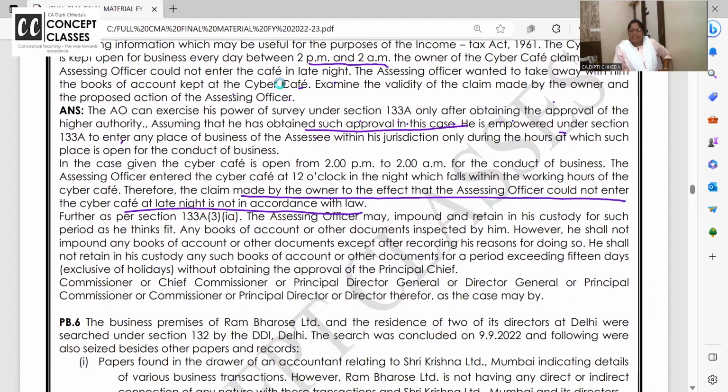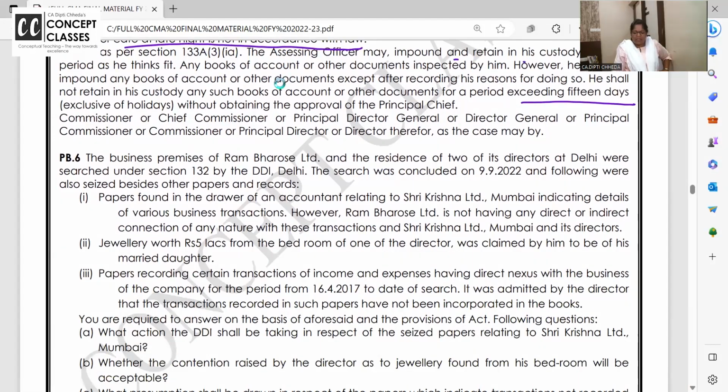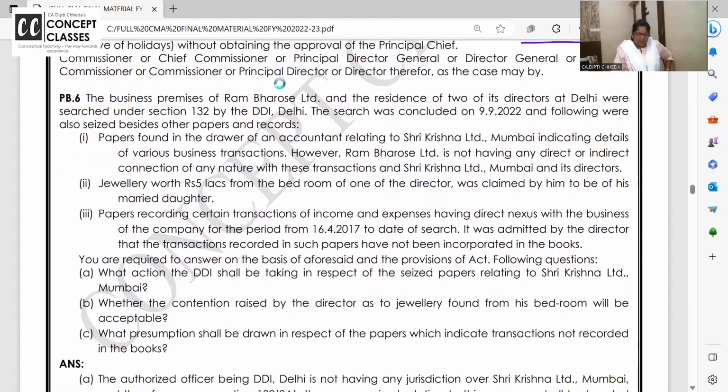Second thing, can they take books of accounts? Yes, if needed, but only for 15 days. AO may impound and retain the books if he thinks it is necessary. He shall not retain the books and all exceeding 15 days, that too with the prior approval of the higher authorities. एग्जाम में नाम याद आ जाए, चीफ कमिश्नर, प्रिंसिपल चीफ कमिश्नर, डायरेक्टर जनरल, चीफ डायरेक्टर जनरल, प्रिंसिपल, तो ठीक है, नहीं तो हायर अथॉरिटीज.